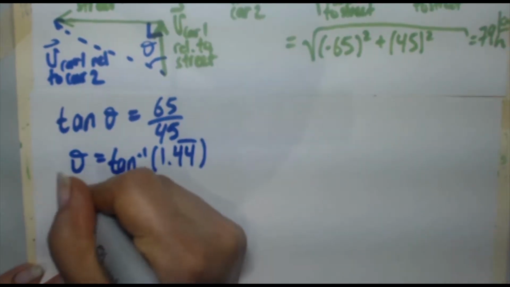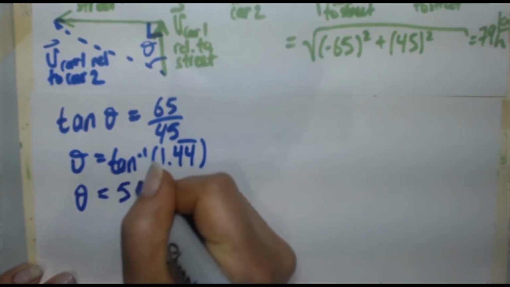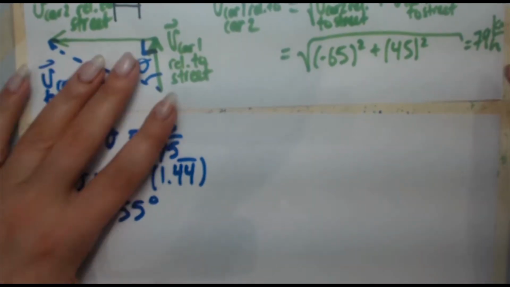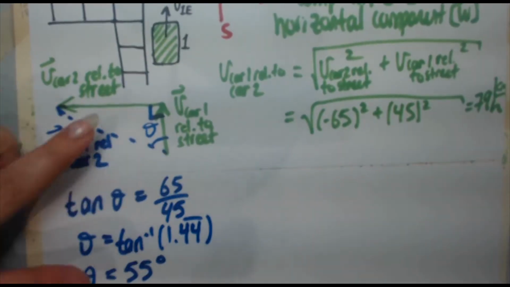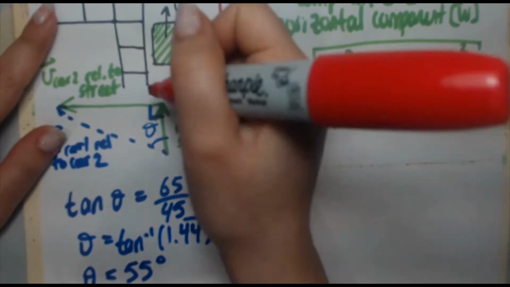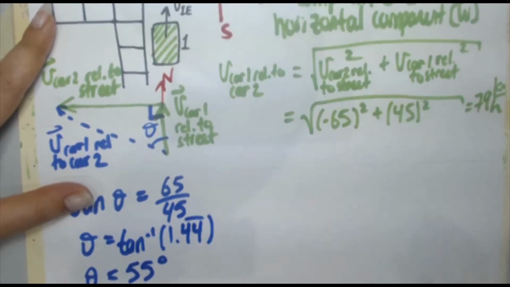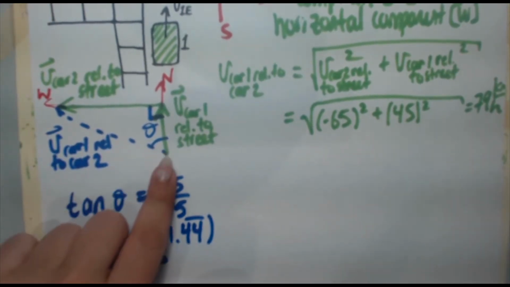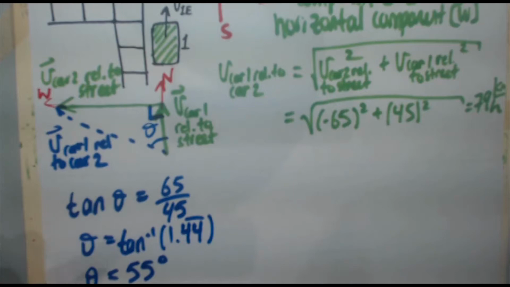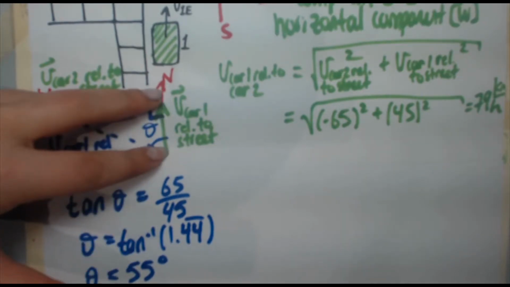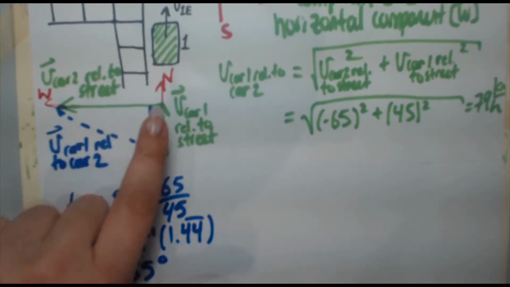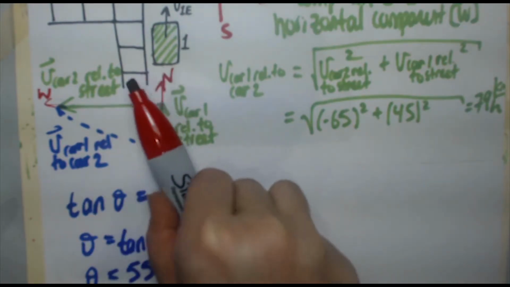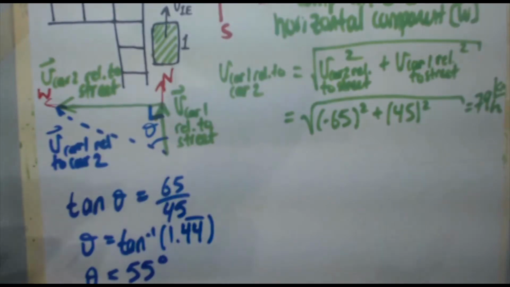And when you solve that, you're going to get theta is equal to 55 degrees. Okay, so based on our picture, let's move this down. This is going north, this is going west, correct? So based on this picture, if the angle is 55 degrees, then that means it's 55 degrees westward of the north direction. Because you start at north and you angle yourself 55 degrees towards the west.